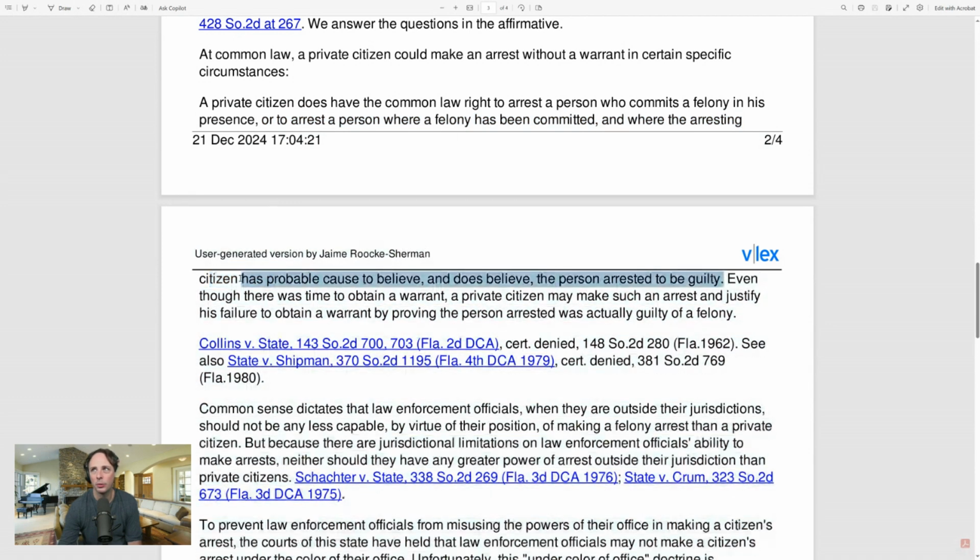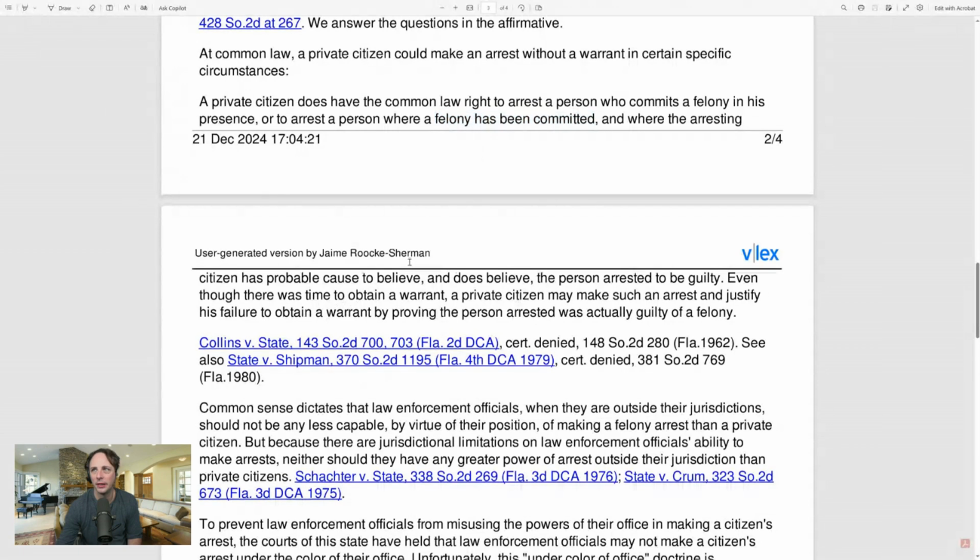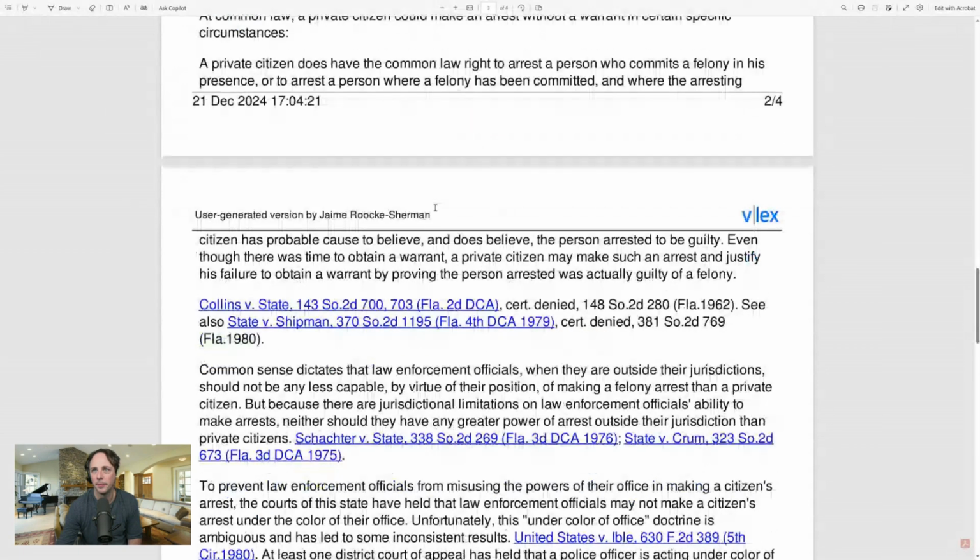So the first one was, hey, they have to be in your presence to make that arrest. The second one here is that a felony has actually been committed. So it's not just, okay, maybe it's about to be, or, oh, it could theoretically be, or it hasn't been committed. It actually has to have been already committed. And then the person has to have probable cause to believe the person being arrested is guilty.